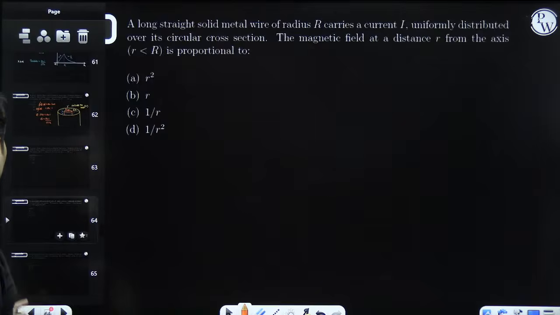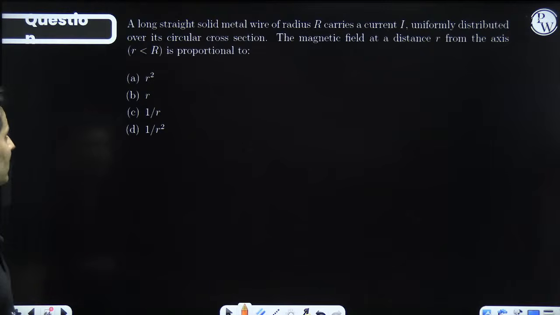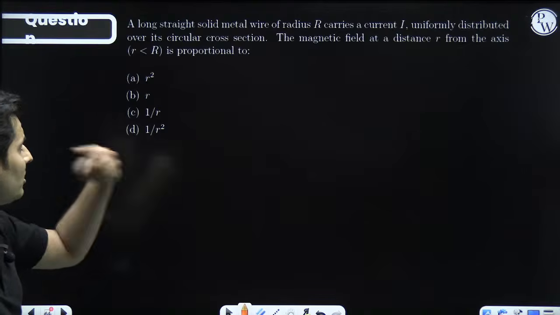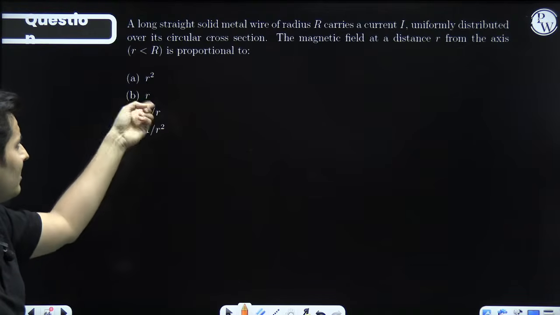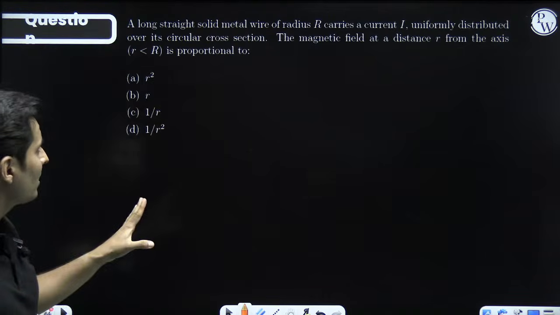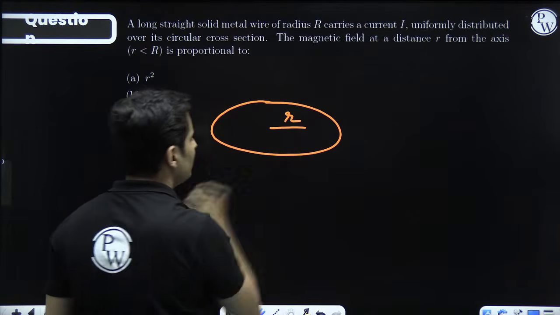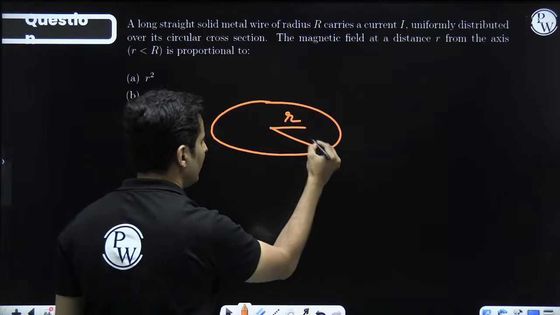Okay. Let's see whether you can solve this. A long straight wire carries some current I, uniformly distributed on the cross section. What is the magnetic field at a distance? Oh, this is very direct, man. Magnetic field at a distance R from the center, and assuming this is R.